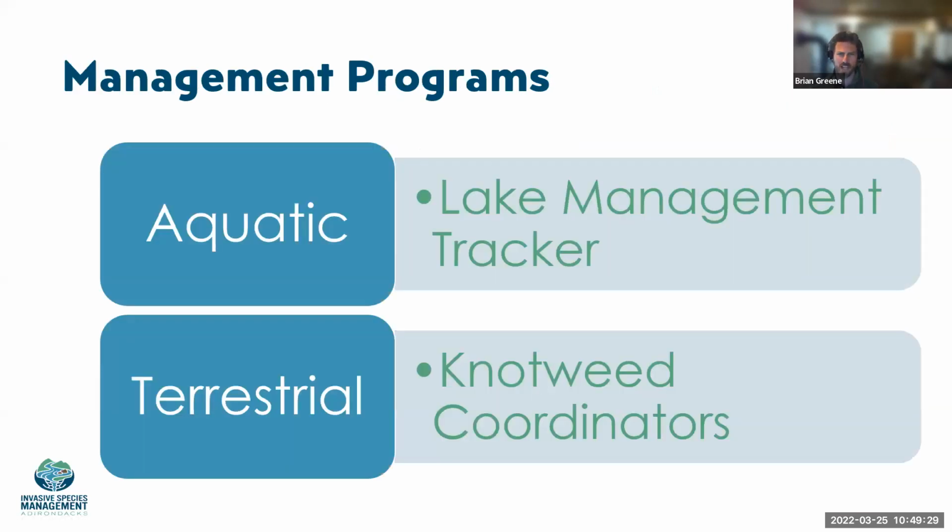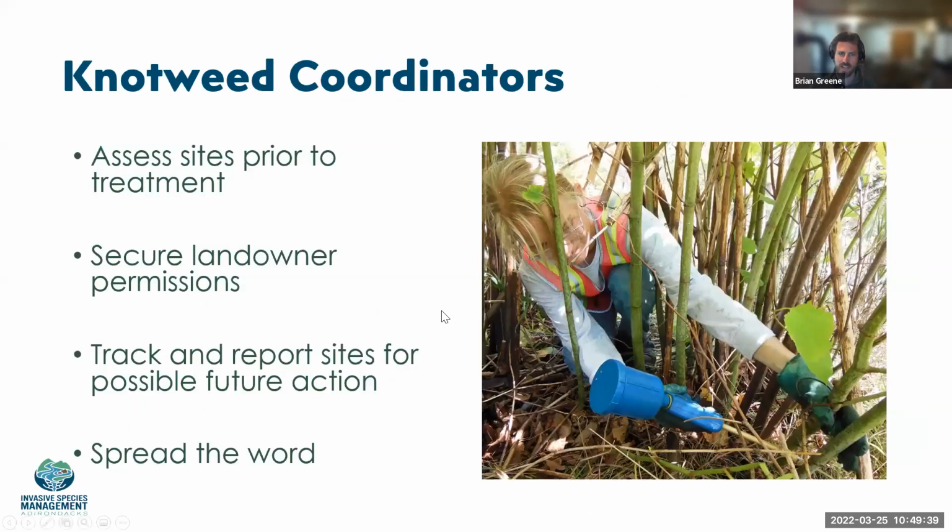And that kind of gets us into our management program. So we have two of them that are community science-based, an aquatic one called Lake Management Tracker, and a terrestrial one, our knotweed coordinators. The knotweed coordinators are volunteers that we train to be able to identify and look for areas that have Japanese knotweed, one of our most common invasive species in communities and along streams and riparian areas. They assess sites prior to chemical treatment of them, and they help us secure landowner agreements, permissions, and forms to be able to do that management.